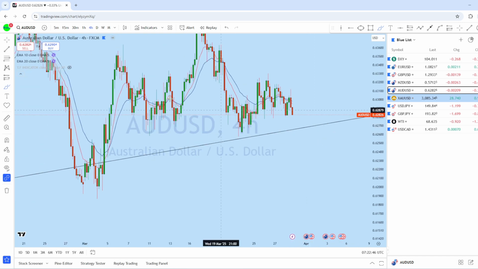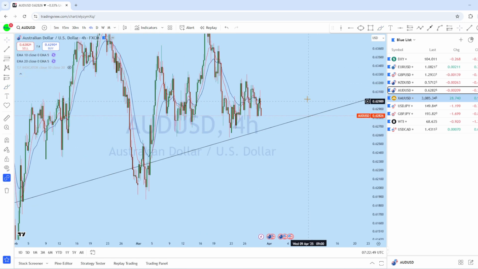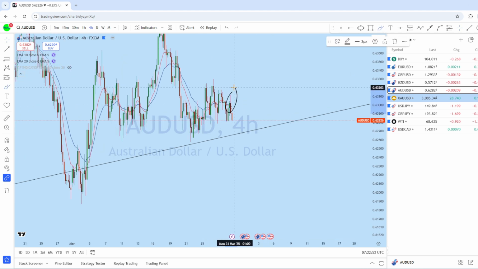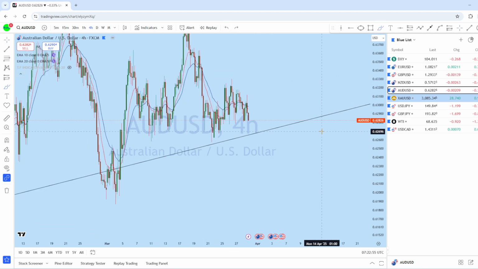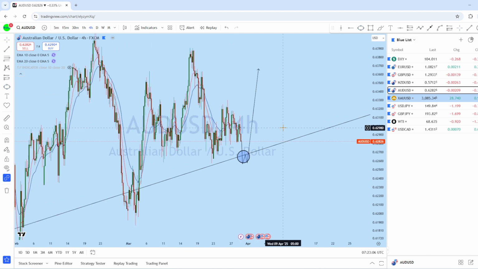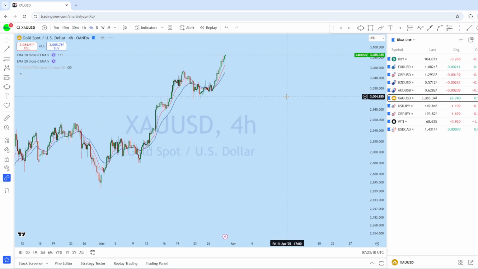Now looking at the 4-hour chart here on AUDUSD, this is the 4-hour perspective with a long wick bearish engulfer. What we can expect on AUDUSD is for the market to potentially break below, grab the liquidity, and then bounce back up. This could be the potential wave for the upcoming week on AUDUSD.